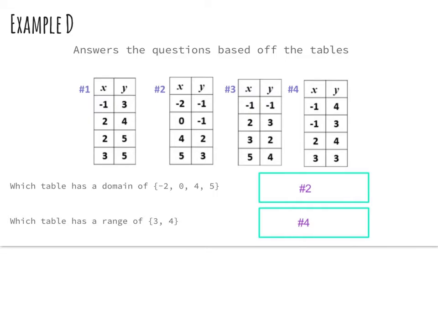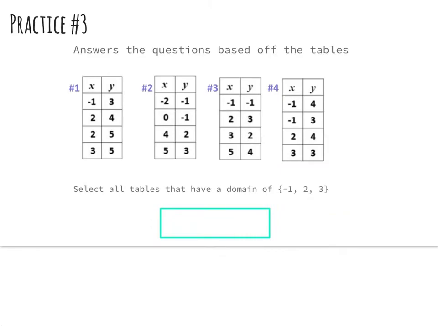Take a look at the next practice problem. Practice number 3 says answer the questions based off the tables. So it asks you to select all the tables that have a domain of -1, 2, and 3. So this time there might be more than one right answer. I want you to pause the video, try this problem for yourself, press play again to see if you are right. How'd you do? You should have gotten table number 1 and table number 4, because those have all of the domains that are listed. Let's take a look at the next one.